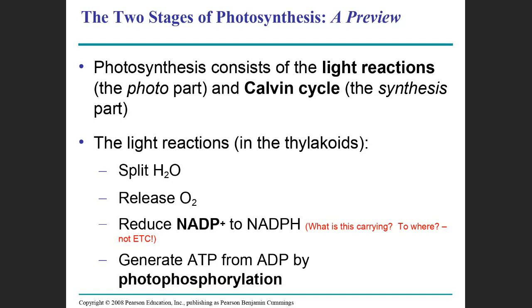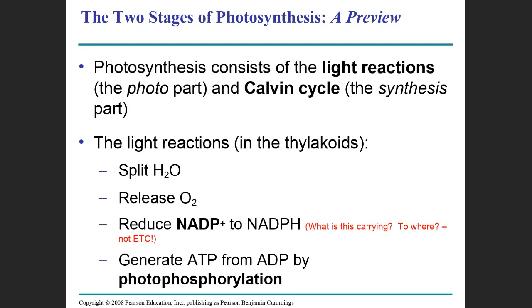So electrons ultimately will be used to reduce the NADP plus to make the NADPH. But the NADPH is going to be used in the Calvin cycle to reduce that carbon dioxide to make sugar. So a slight difference that we'll see later on. And again, the ATP is going to be produced from ADP using the same enzyme, ATP synthase, but instead of oxidative phosphorylation, here it's called photophosphorylation because the light energy is being used to make ATP.